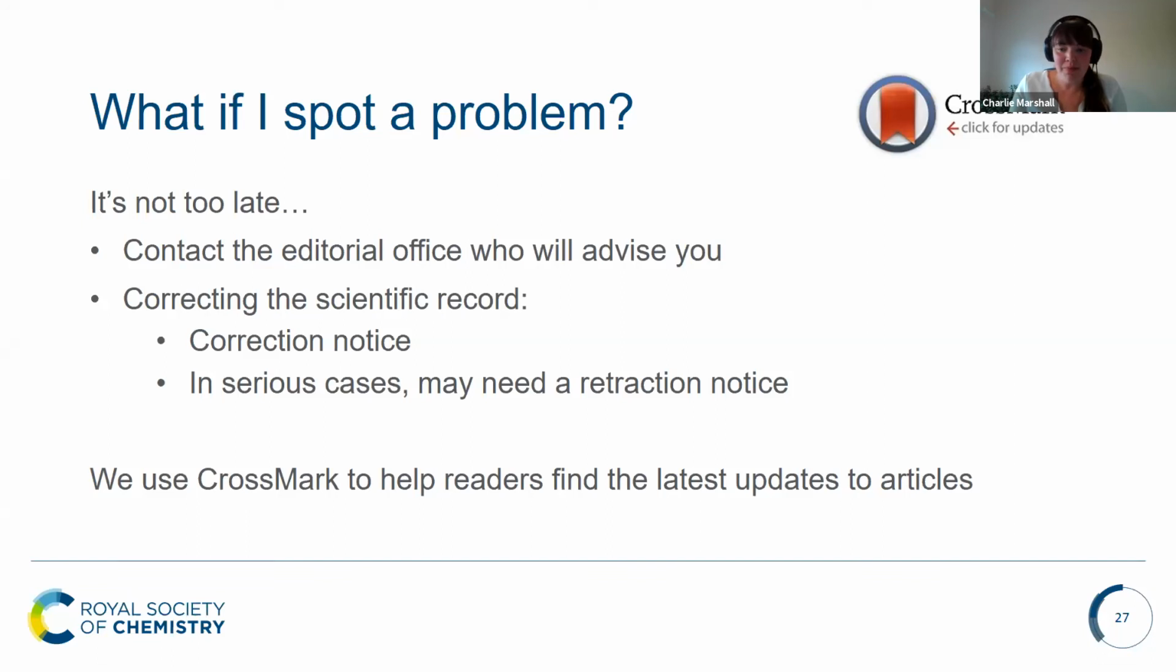We have processes in place that allow us to amend or correct any errors that exist in the scientific record of articles. So we may issue a correction notice or a retraction notice, but that will be in correspondence with the authors, and that will be a step-by-step process. And if anything like that has happened for an article, you'll be able to see the latest updates by clicking on the crossmark link. So all RSC manuscripts have this crossmark symbol that you see in the top right corner, and that will give you all the latest updates on the newest versions of the paper and the history of the paper as well.